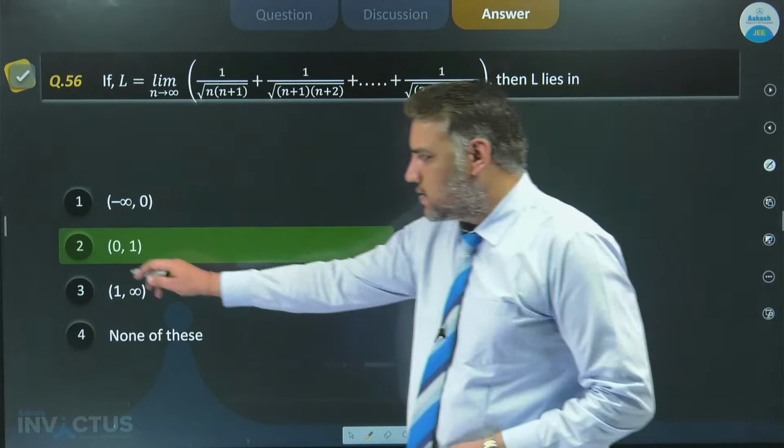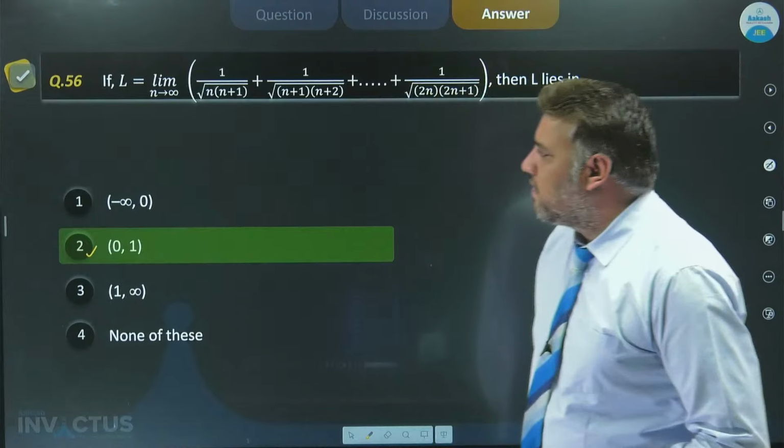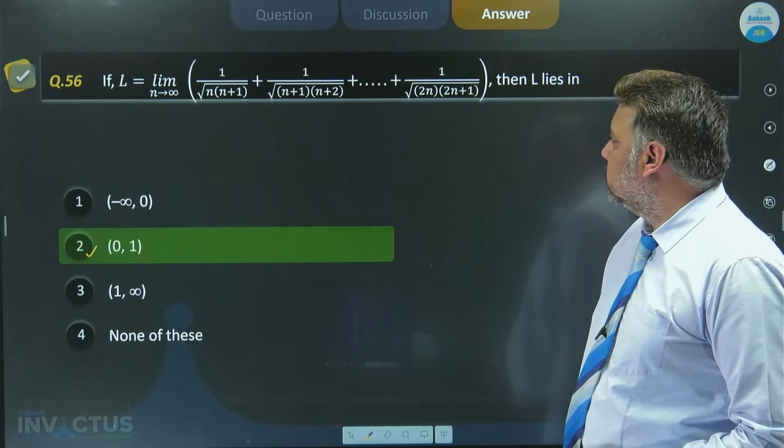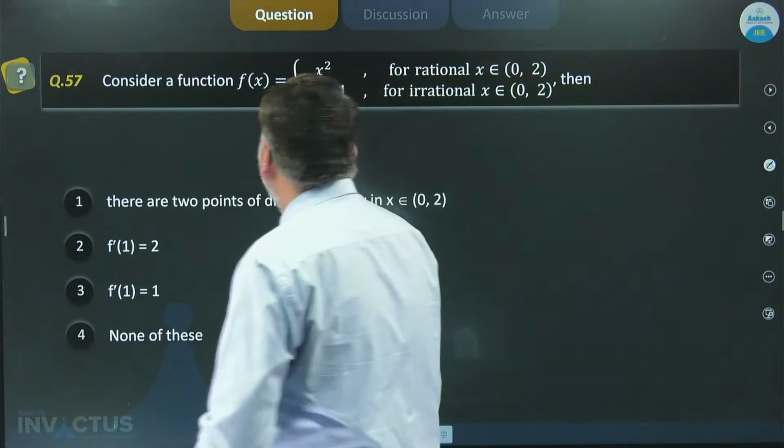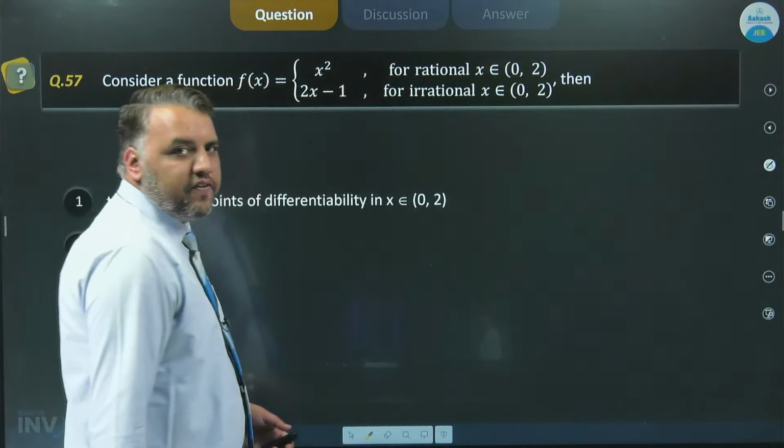2 is the correct answer. This limiting value is ln2. This is a very easy question. We have to check the continuity and differentiability.